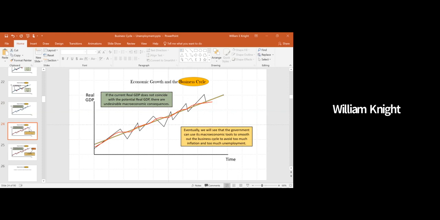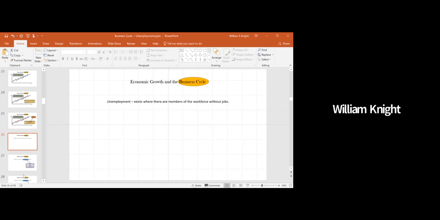Now, in modules 9 and 10, what we will see is that the government can use some macroeconomic tools to smooth out the business cycle to avoid too much inflation and too much unemployment. We'll cover those in modules 9 and 10, but just so you'll know that these policies are called fiscal policy and monetary policy. Let's talk about unemployment.